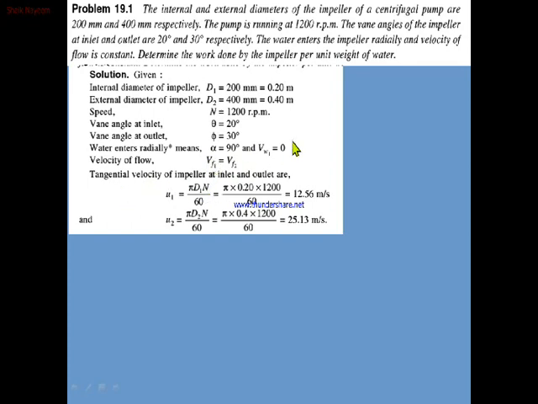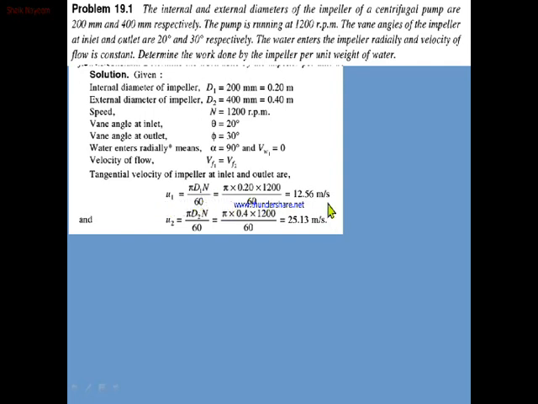From this given data we can calculate the tangential velocities at the inlet and outlet conditions. First we'll calculate the tangential velocity at the inlet condition with the formula small u1 equal to pi D1 N by 60.